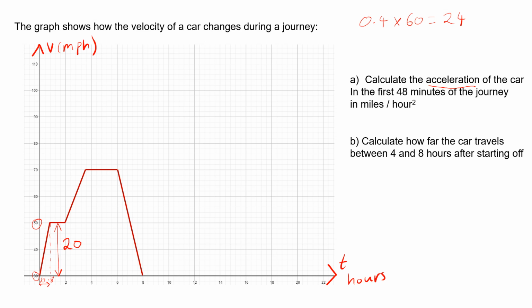So the gradient is going to be 20, that's our change in velocity or our change in y, divided by 0.8, our change in time or change in x, if you like. This is going to be the same as, I can multiply top and bottom by 10. This is the same as 200 over 8, which is just going to be 100 over 4, which is 25. So the acceleration is 25 miles per hour squared.